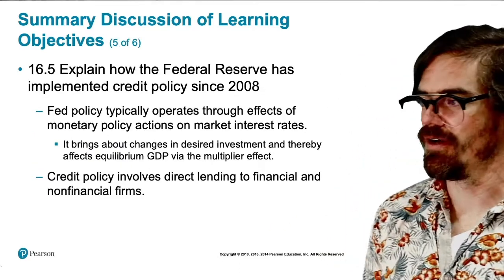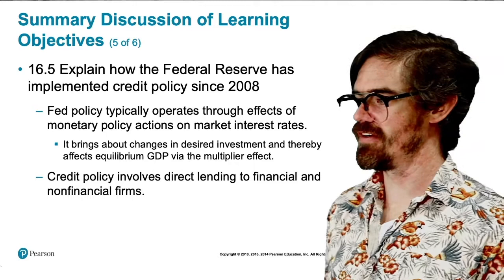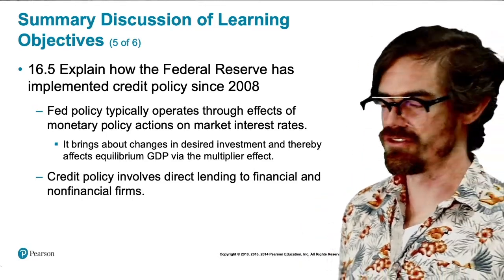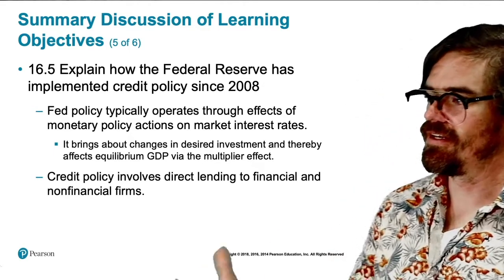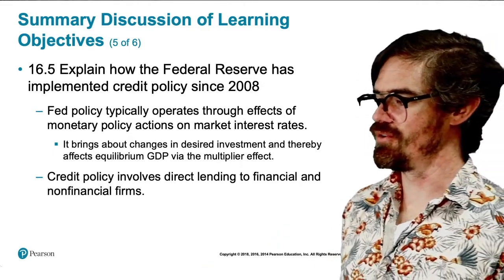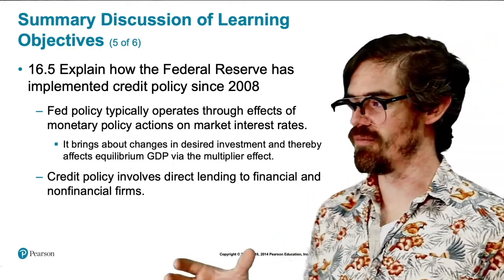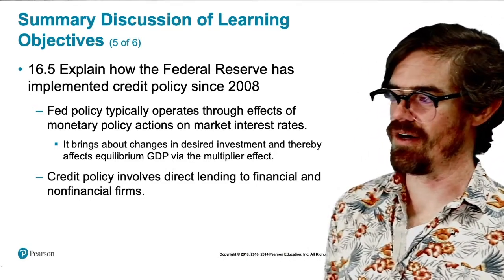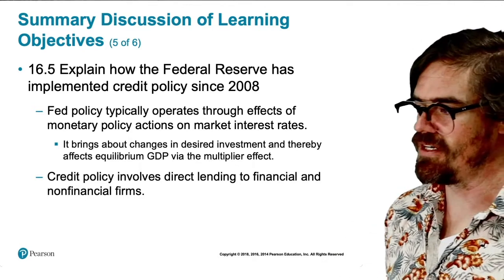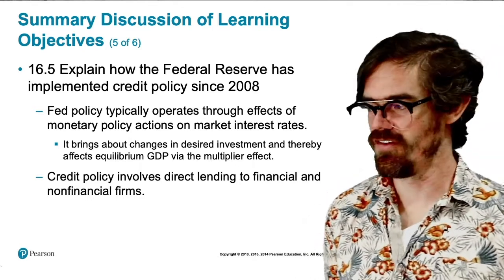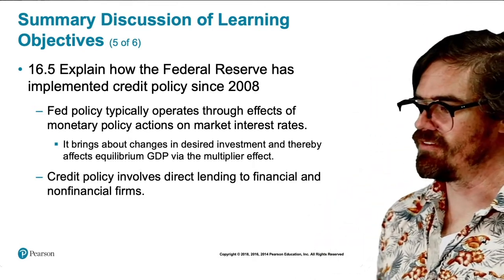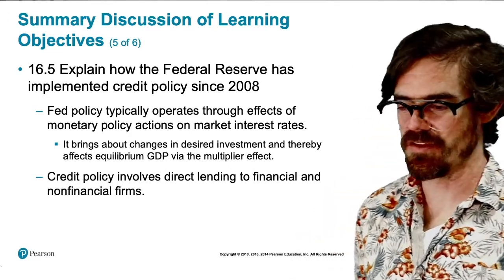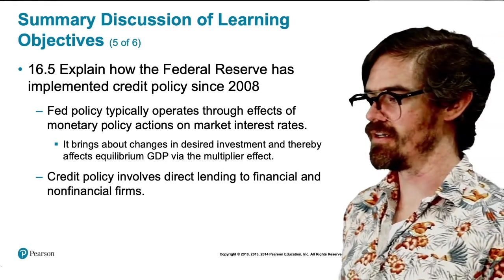And then we wrapped it all up talking about how the Federal Reserve has implemented credit policy since 2008 in the Great Recession. The Fed typically operates through effects of monetary policy actions on market interest rates. It brings about changes in desired investment and thereby affects equilibrium GDP via the multiplier effect. And credit policy involves direct lending to financial and non-financial firms, which has only been done in recent history.